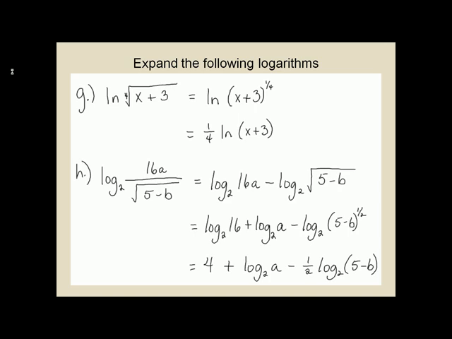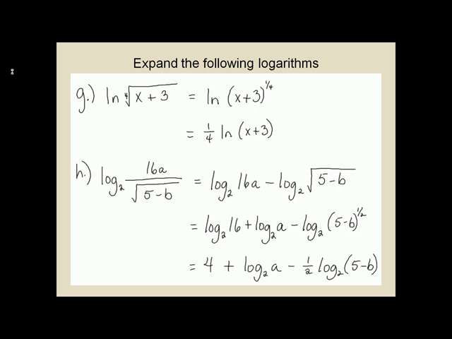So I will not be multiplying and distributing an ln. That's not allowed. Part H, log base 2 of 16a divided by the square root of 5 minus b. I've got the log of division, so I'm going to bust that apart into 2 separate logs using subtraction. That's property number 2. So I have log base 2 of 16a, which is the top, minus log base 2 of the square root of 5 minus b, which is the bottom.